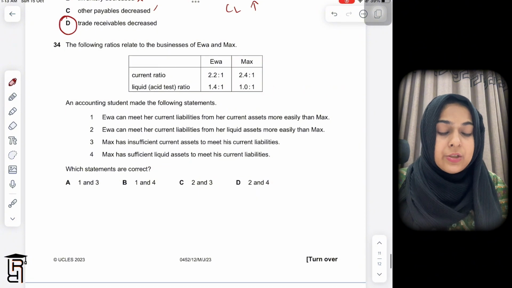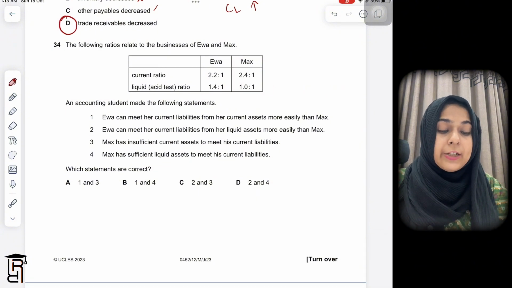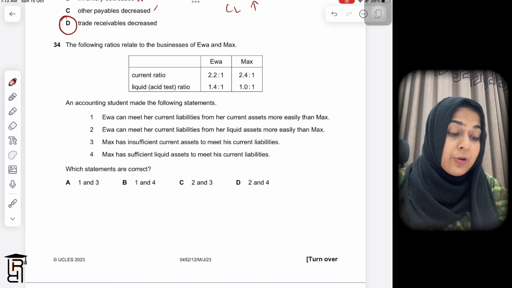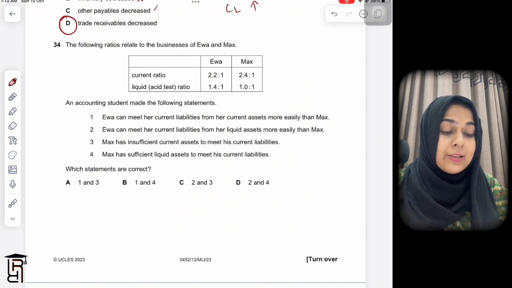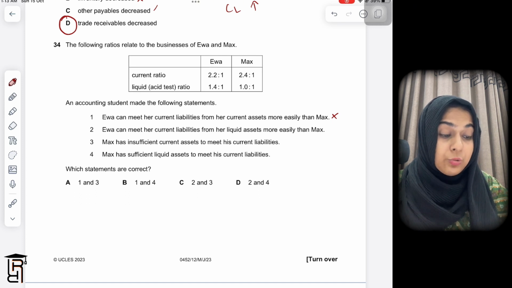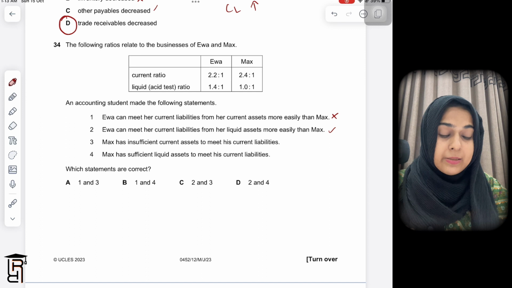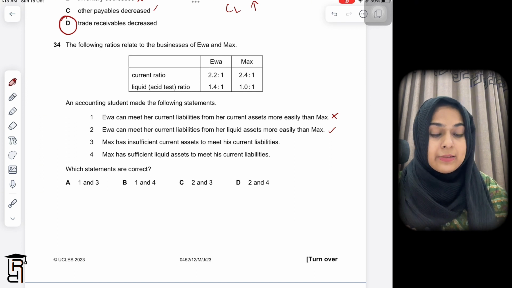Okay, question number 34 is saying the following ratios relate to the business of Eva and Max. An accounting student made the following statements: Eva can meet her current liabilities from her current assets more easily than Max, which is not true because Eva's current ratio is lower than Max's current ratio, so this is a wrong statement. Eva can meet her current liabilities from her liquid assets more easily than Max. This is true because Eva's liquid asset test ratio is better than Max's. So yes, this is correct.